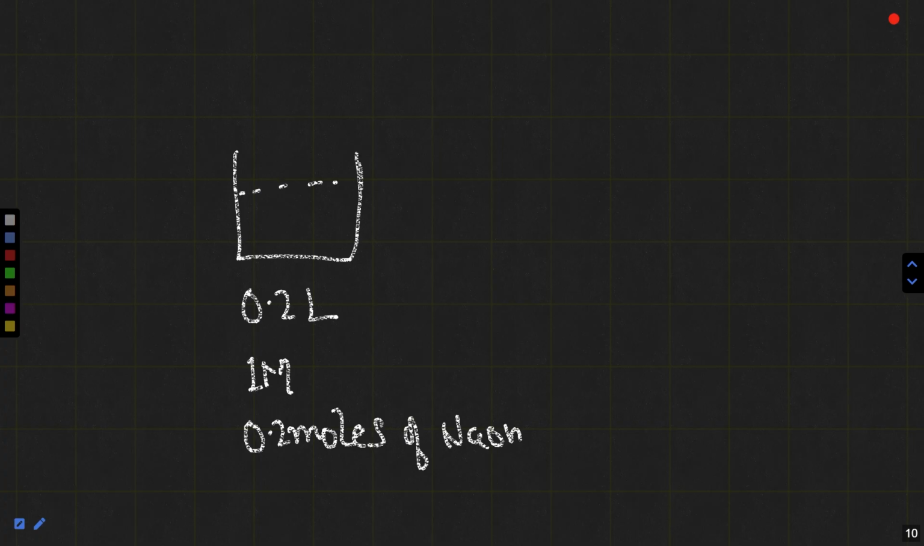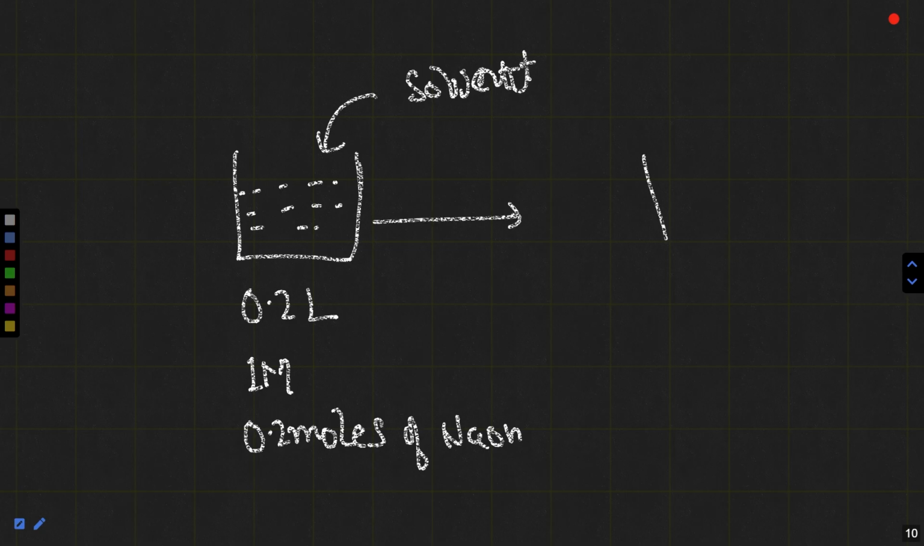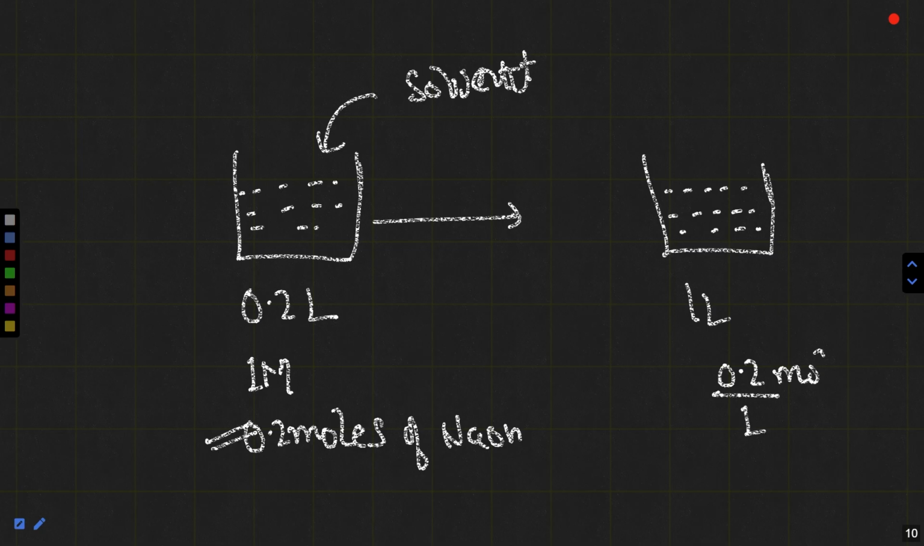Okay, so these are now our conditions. Now we start to add solvent in it, and we will add solvent until this volume becomes 1 liter. So now we are only adding solvent, not the solute. So our number of moles is fixed, which is 0.2, but now our volume is 1 liter. Therefore, our new molarity will be what? It will be 0.2 molar.